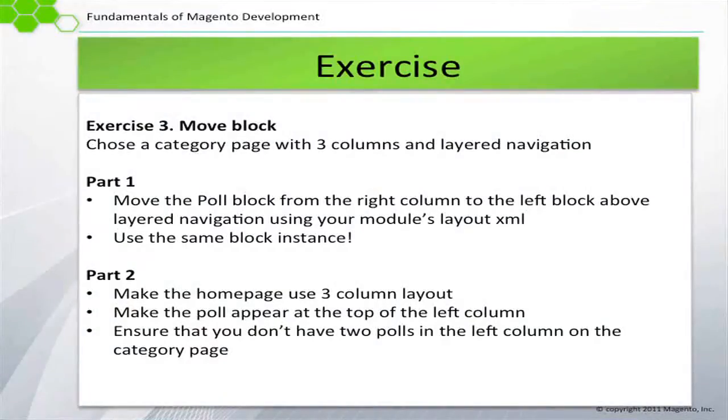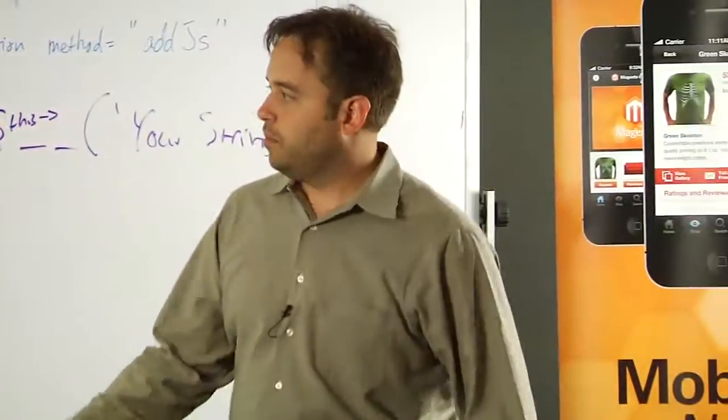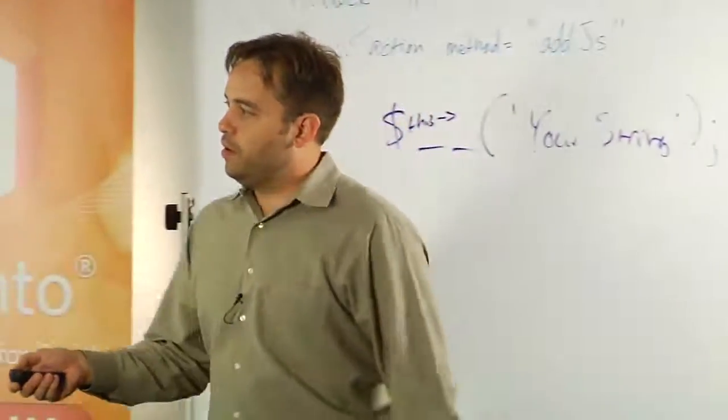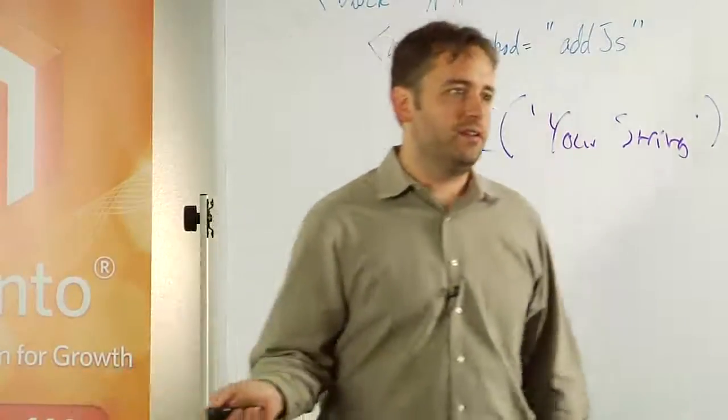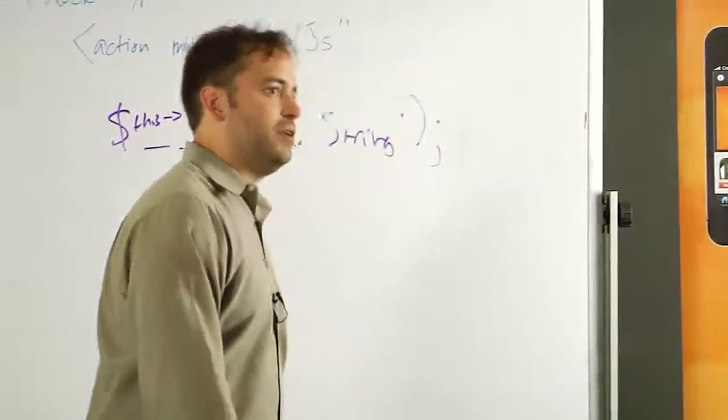This poll issue, I will walk through this. Having you guys figure it out on your own takes a bit too much time. I'm just a little bit behind schedule here. So what I'd like for you to do is figure out how to make the home page use the 3-column layout, and I'll give you a hint. Make a home page CMS page in the admin.